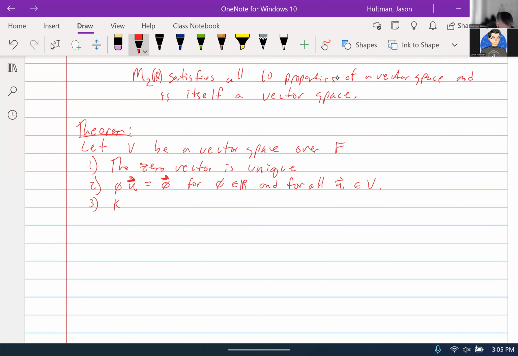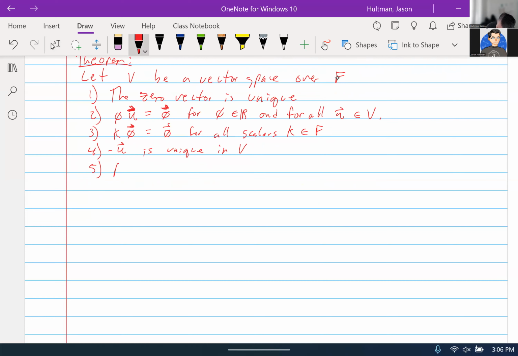Number 3, k times the 0 vector is equal to the 0 vector, for all scalars k in F. Number 4, negative u is also unique in V. Number 5, for all u in V, negative u is equal to -1 times u.